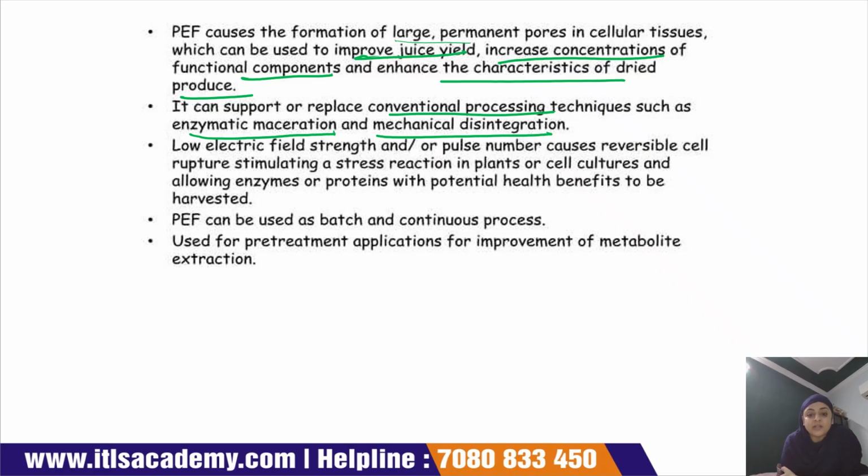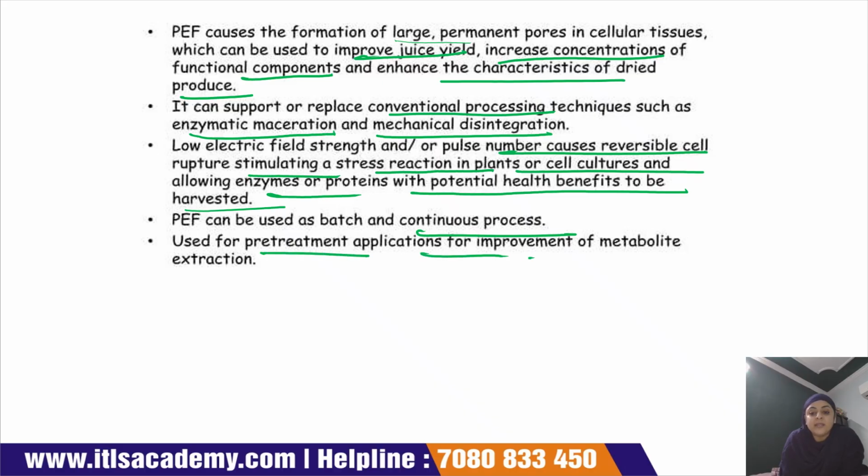Low electric strength or pulse membrane causes reversible cell rupture, stimulating a stress reaction in plant or cell culture, and allows enzymes or proteins with a potential health benefit to be harvested. Pulse electric field can be used as a batch or a continuous process, and it can be used as a pre-treatment application for the improvement of metabolite extraction.